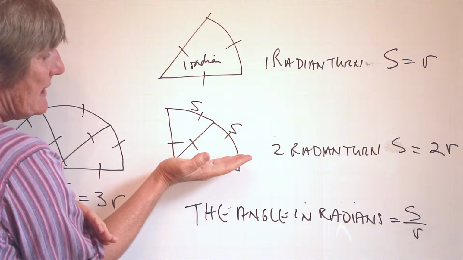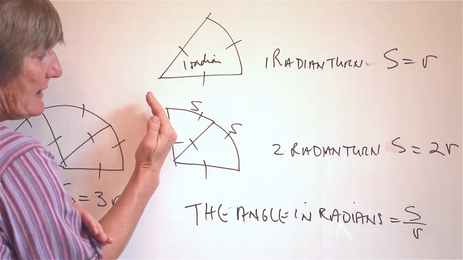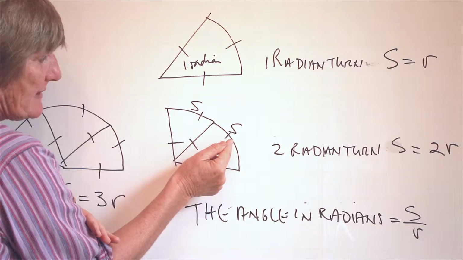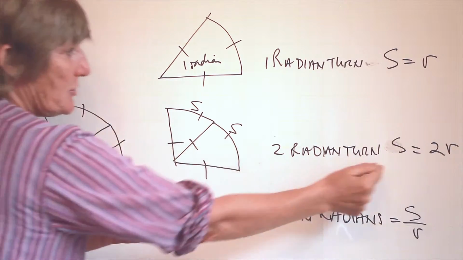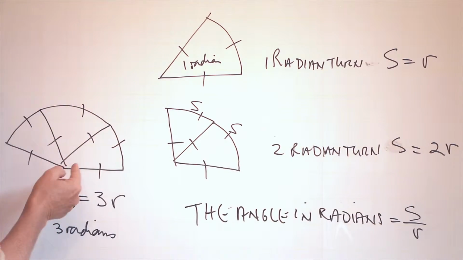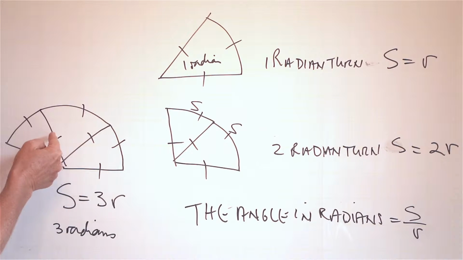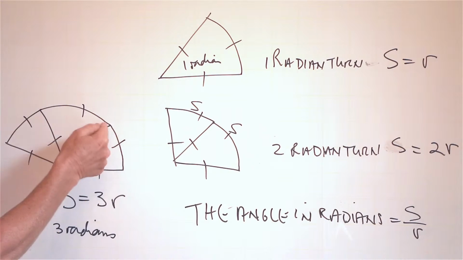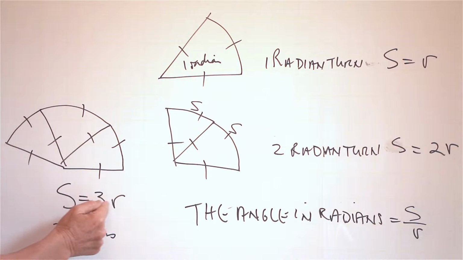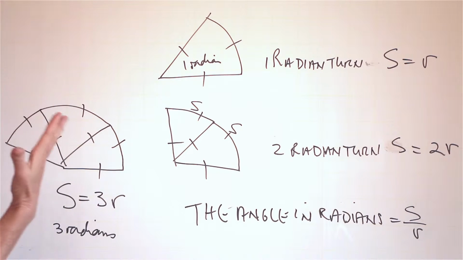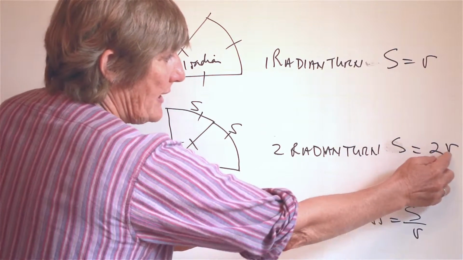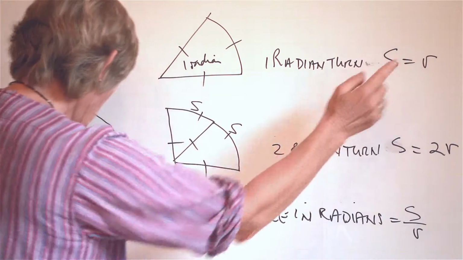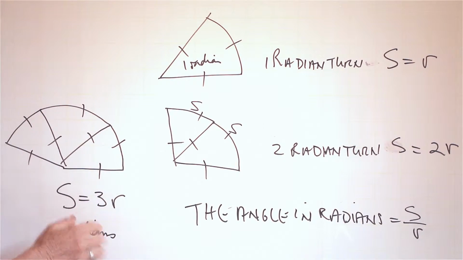Now I turn it through 2 radians. Now this and that are the same, so this is 2R. If I now turn 1 radian, 2 radians, 3 radians, then I see 1, 2, 3. S is 3 R's, so it's 3 radians. So what we see is that the angle in radians is S upon R. S upon R is 2, S upon R is 1, S upon R is 3.